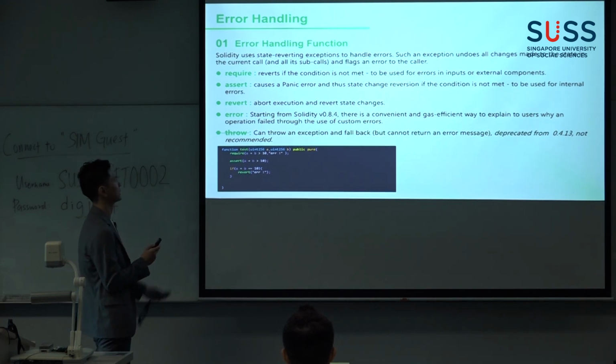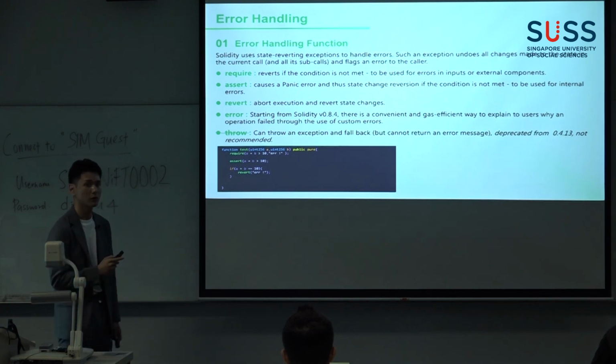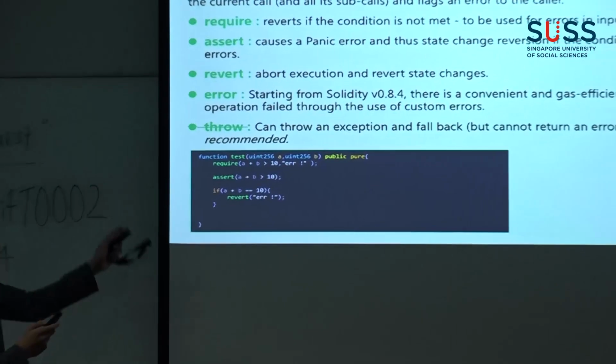In this example function test, in the first line, we use a require statement. If a plus b is greater than 10, then the function will continue. But if a plus b is not greater than 10, then an error will be outputted to the user. Assert will make sure this condition is met: a and b is always greater than 10. And this revert will just revert if a plus b is 10 because it will go into the if block.